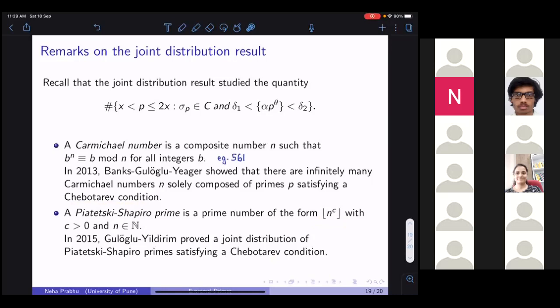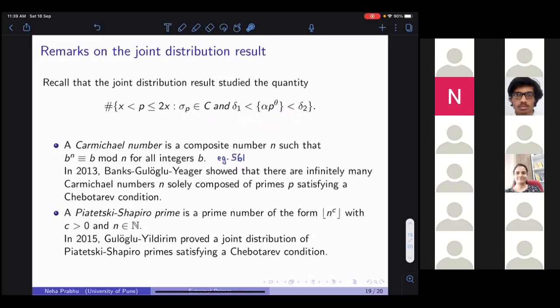And there's one more, which I think I did not upload in the latest version of the slides. These two results talk about Chebotarev combined with a different condition on primes. But there's another line of joint distribution results where you look at the distribution of fractional parts and impose another condition.